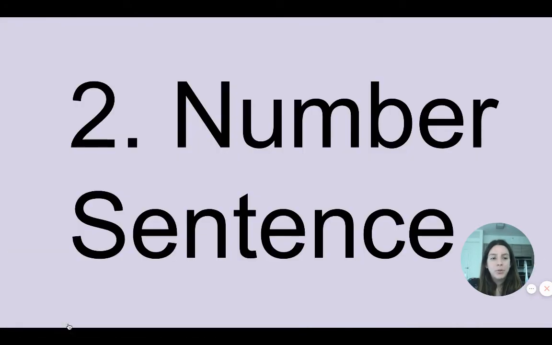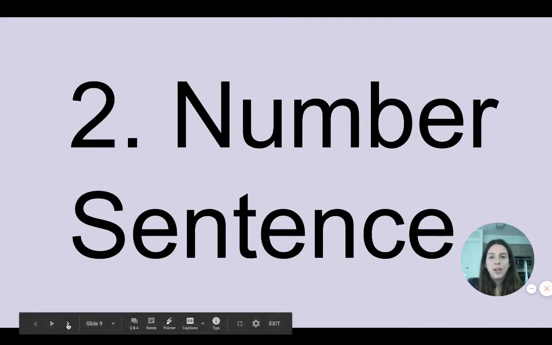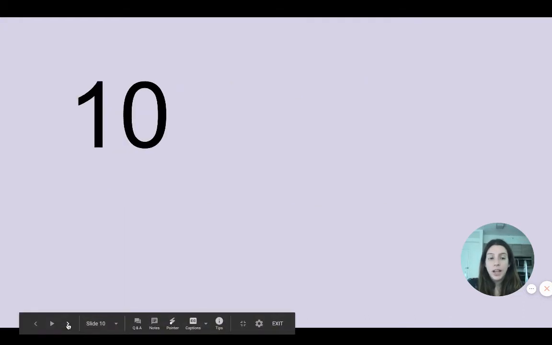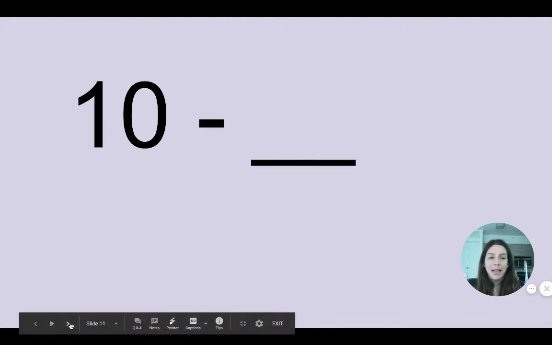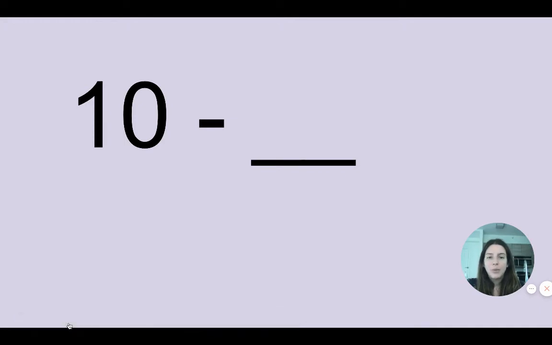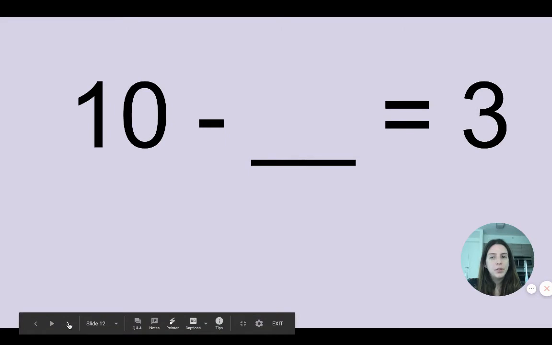Now it's time to write the number sentence. Well, I know I can start with 10 because there was 10 birds to start with. And then some flew away. So flying away means I'm subtracting. So I know I'm subtracting some, but it doesn't tell me how many. So I can put a blank there. Minus blank. So I don't know how many flew away. And then at the end, there were 3 birds in the tree. So my number sentence is 10 minus blank equals 3.